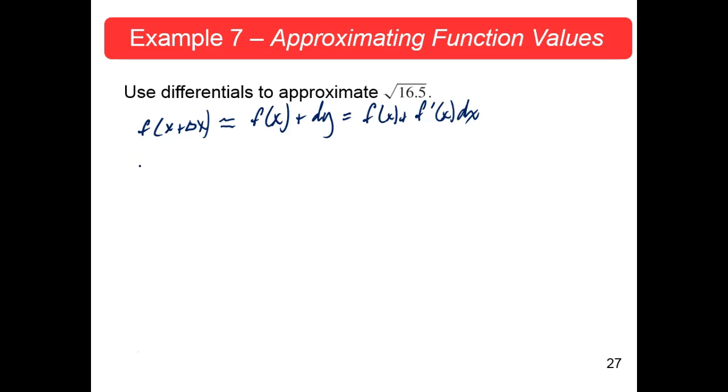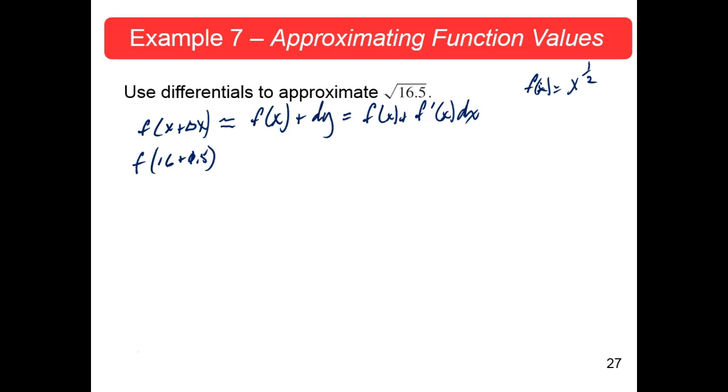It's the square root, okay? The f is, where do I write that? f of x is equal to x to the 1/2 power. It's taking the square root, okay? So what we're doing here is f of 16 plus 0.5. You see? That's what you're doing. Square root of 16.5. 16 plus 0.5.